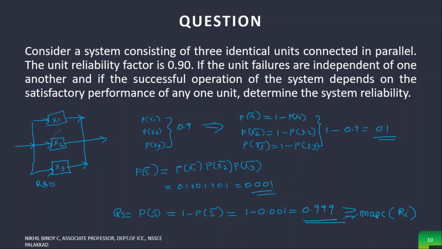Okay. So if you have a series configuration, the system reliability is always less than the lowest of the individual reliabilities. If it is a parallel configuration, the system reliability is always greater than the maximum value of individual reliability. Always means here we can note down an idea.